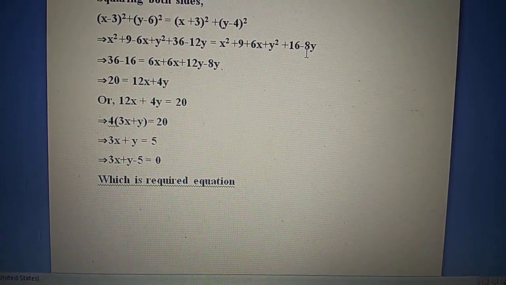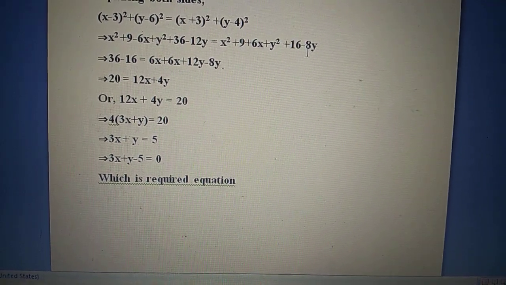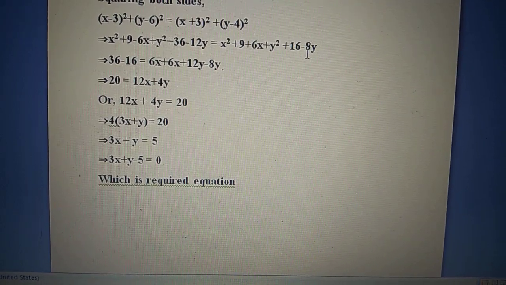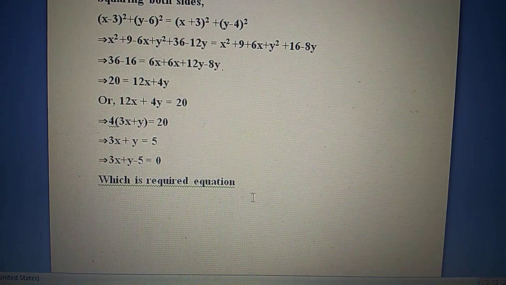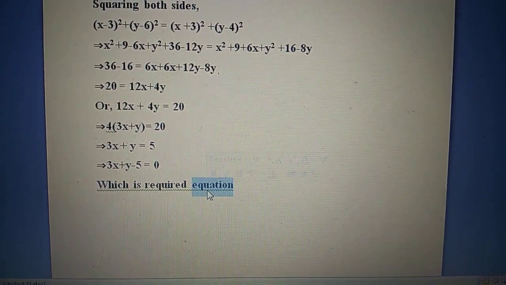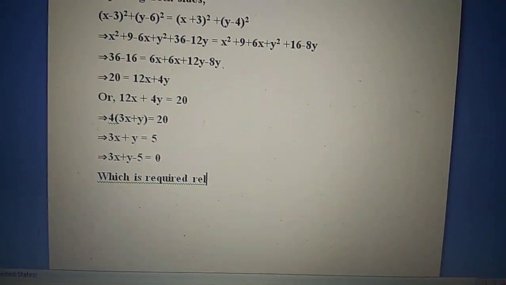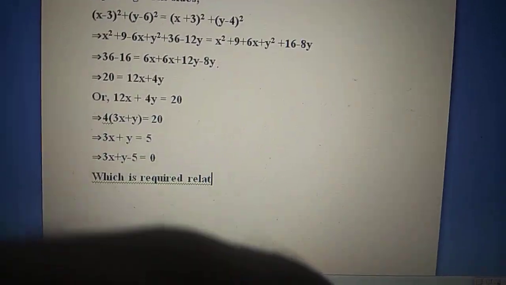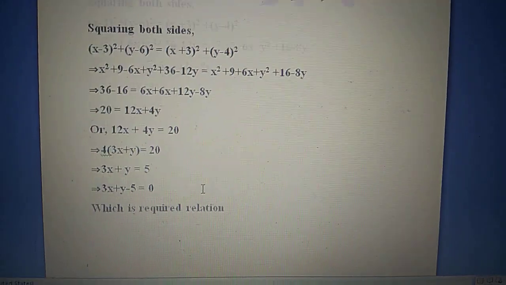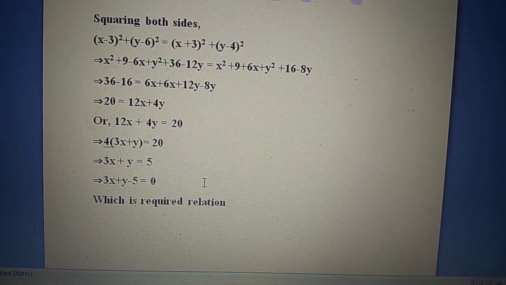If we go for finding the relation between x and y, it comes out to be 3x plus y minus 5 is equal to 0. Which is the required relation between x and y, that is 3x plus y minus 5 is equal to 0. So this is your complete exercise 7.1.